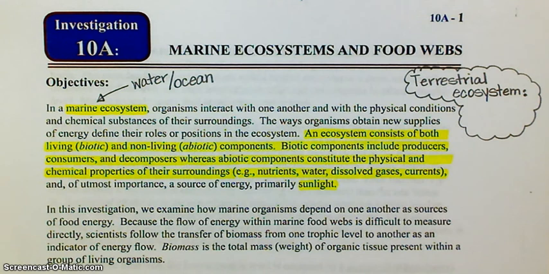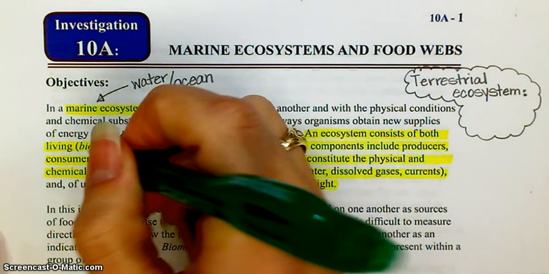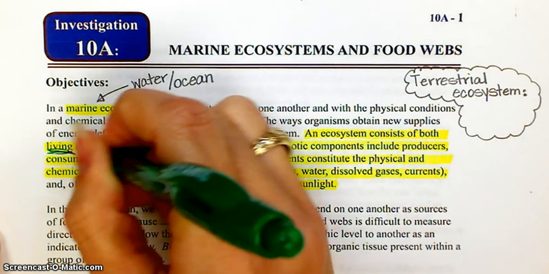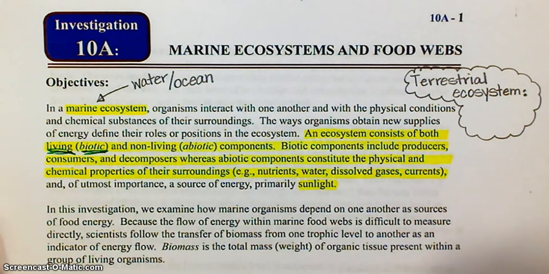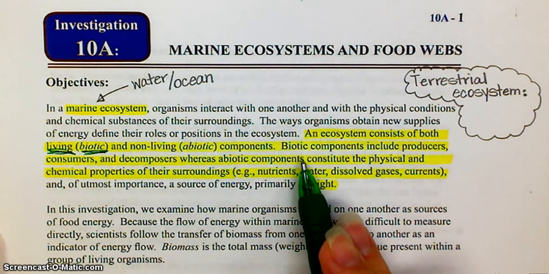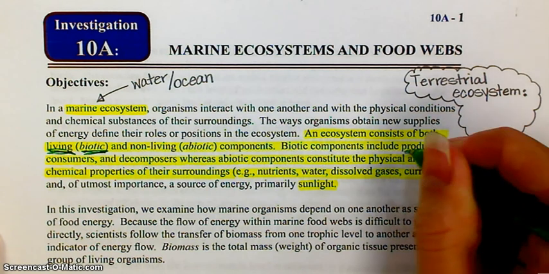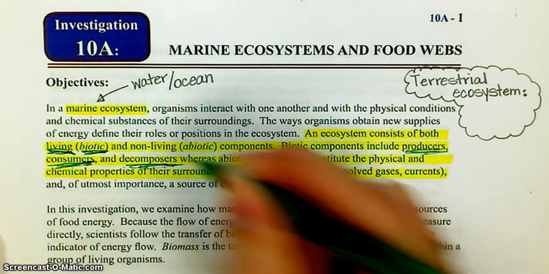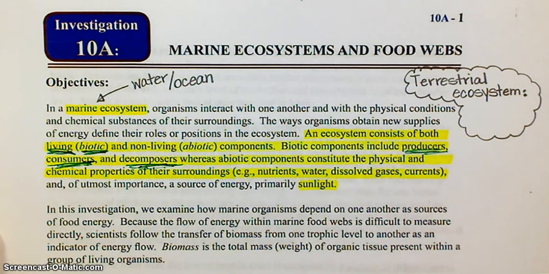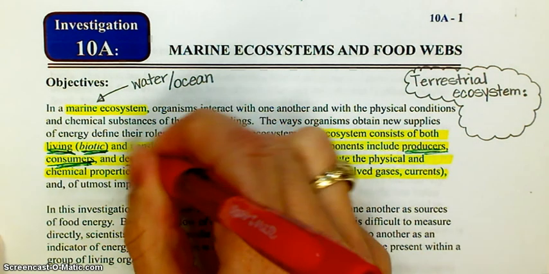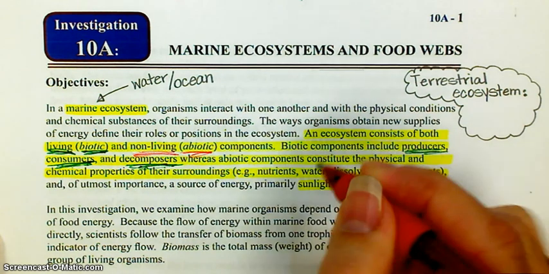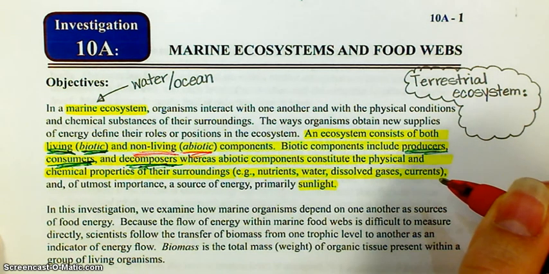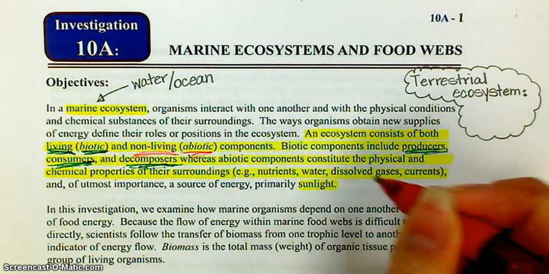All right, so I'm going to take my green and underline the living or biotic components of my ecosystem. Biotic components include producers, consumers, and decomposers, whereas abiotic components, abiotic, remember, are non-living. I'm going to do that in red. Abiotic components constitute the physical and chemical properties of their surroundings.